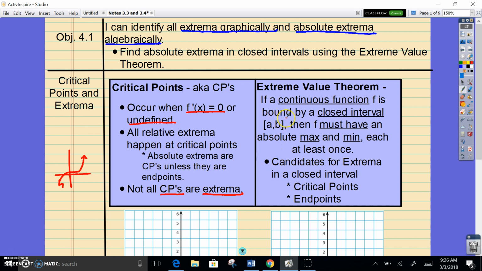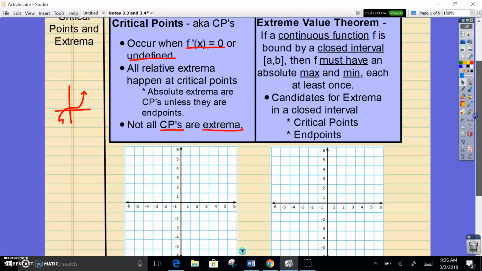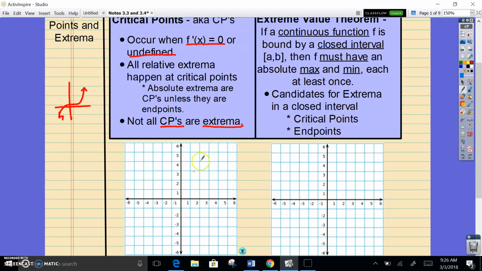So the theorem that we're going to work with today is the following. If a continuous function f is bound by a closed interval from a to b, then f must have an absolute max and min, each at least once. Let's take a look at what that means. If I have a function and I draw it in blue, and I make it have a min here and a max here, and I'm going to make it go over.